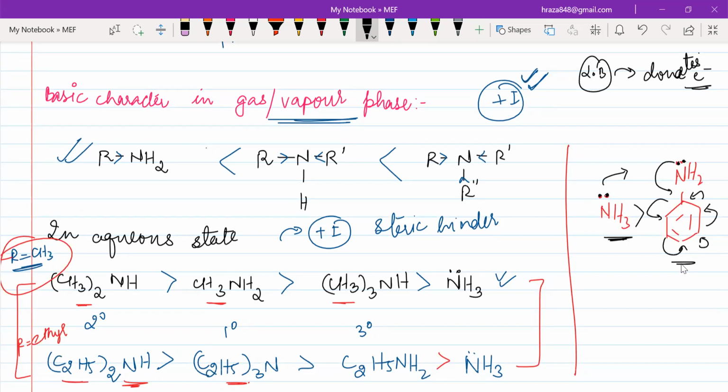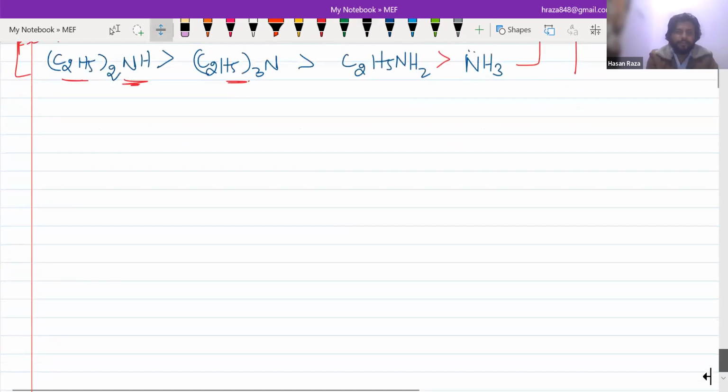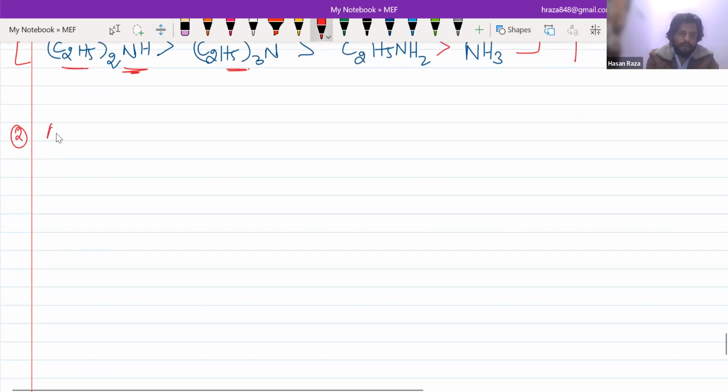Can I change the slide? Yes, sir. Okay. Now see, the next chemical reaction is acylation reaction, which is very easy. Alkylation we have already completed in the previous chapters. So we are going for acylation. Acylation means we are going to react amine with acyl halide.